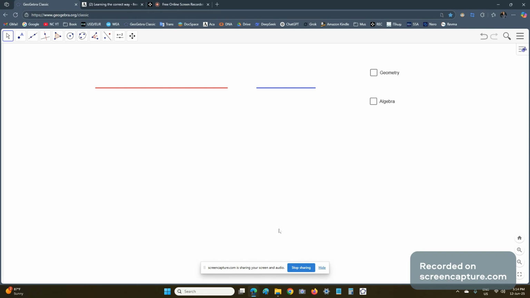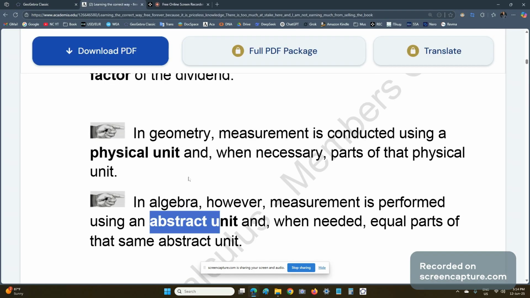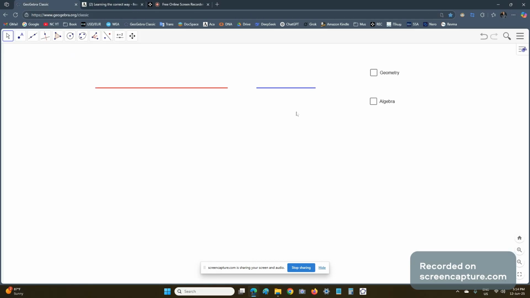So many times I've been asked in the past, what is the difference between geometric and algebraic measure? And in my free ebook, which I'll show you over here, I tell you the difference. In geometry, the measurement is conducted using a physical unit and or parts of a physical unit. And in algebra, using an abstract unit and or parts of an abstract unit. So how does this work?